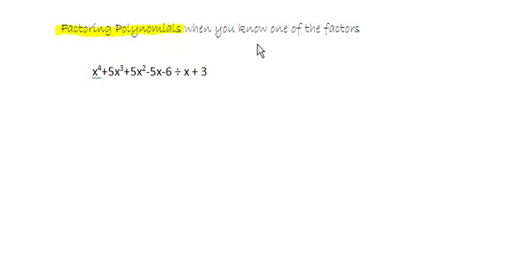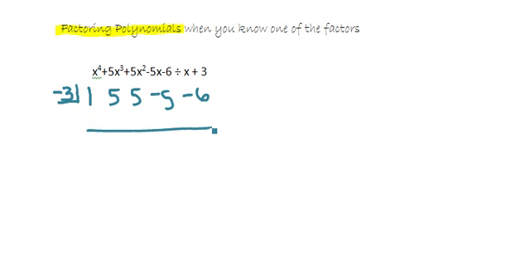Factoring a polynomial when you know that one of the factors is a binomial is like thinking about division using the synthetic approach. So in this case, we know that our r that we place in the box is -3. And our coefficients from our polynomial written in order would be 1, 5, 5, -5, and -6. We drop down the 1 and we begin our multiplication process.